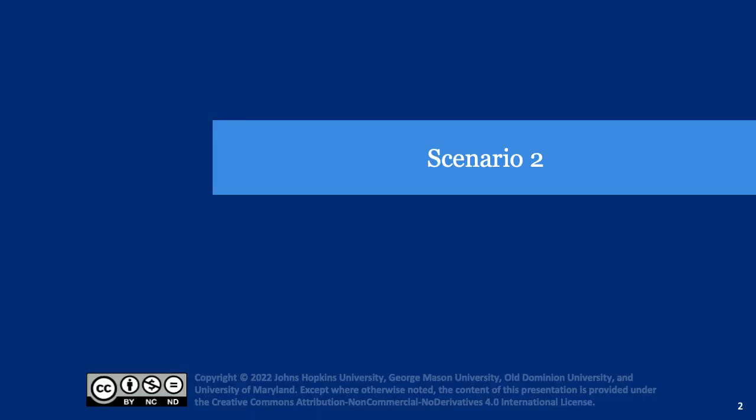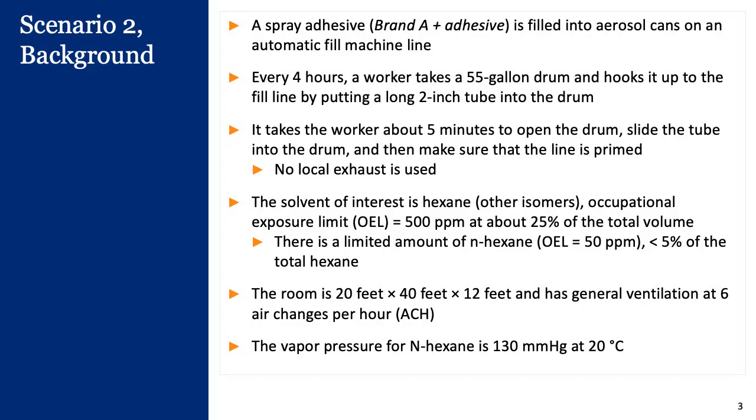In the next section, we'll consider another modeling scenario. In this scenario, a spray adhesive is filled into aerosol cans on an automatic fill machine line in a plant. Every 4 hours, a worker takes a 55-gallon drum and hooks it up to the fill line by putting a long 2-inch tube into the drum. It takes the worker about 5 minutes to open the drum, slide the tube into the drum, and make sure that the line is primed, and there's no local exhaust ventilation.